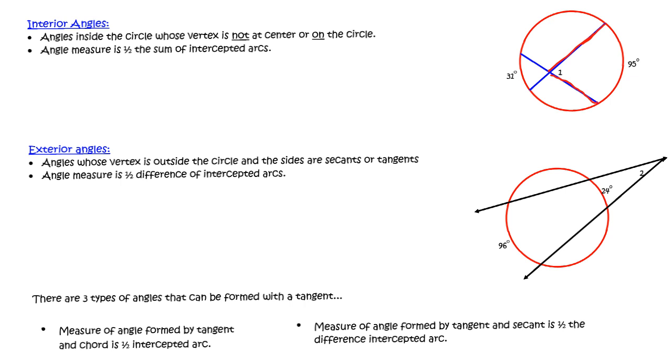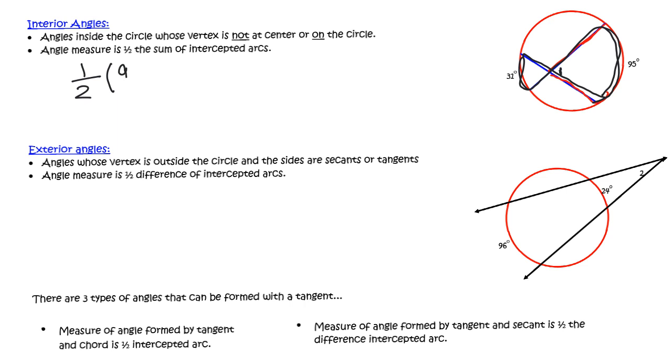When I think about an interior angle, I look at it as a bow tie. So I make a bow tie out of my angle. And when I see my angle is inside that bow tie, I know it would be half of the sum of the two intercepted arcs.